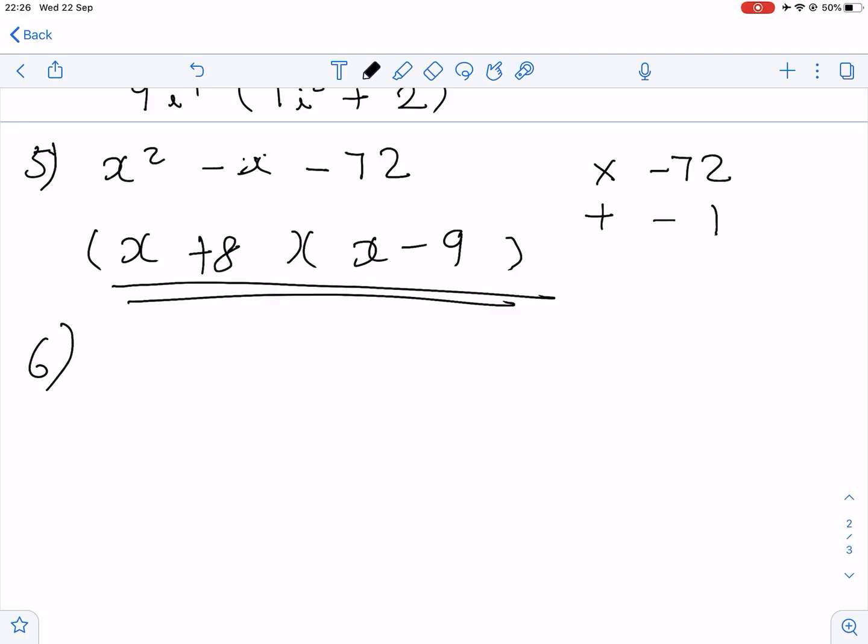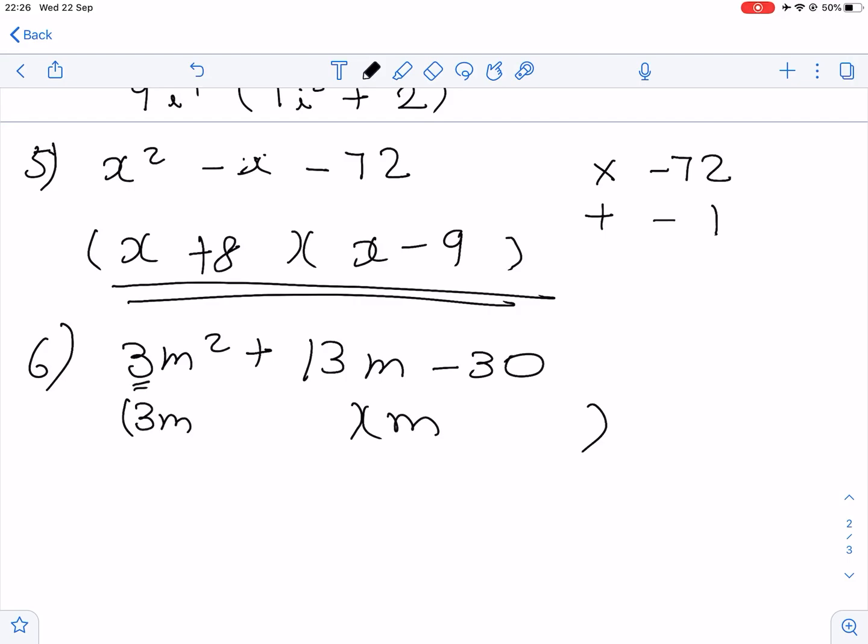Question 6, you have 3m squared plus 13m minus 30. So again, some of you might use trial and error. So you've got your 2 brackets. So remember, this is a prime number, so you have 3m and m. Then 2 numbers that multiply to give you minus 30, so you can try out the combinations. And you get minus 5 or plus 6.